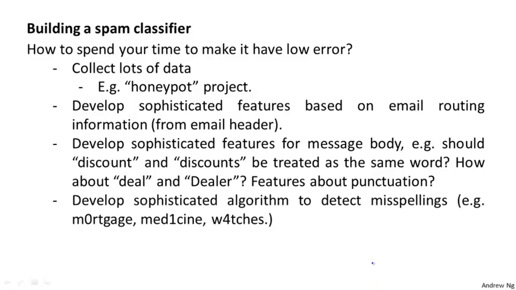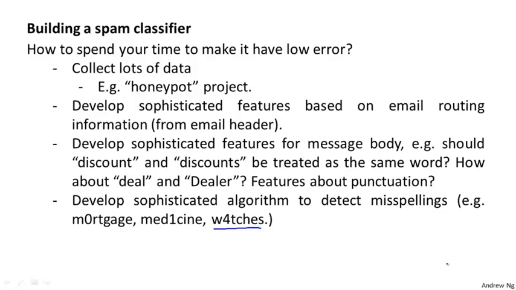And along the same lines, maybe we also want to develop more sophisticated algorithms to detect and maybe to correct deliberate misspellings like m0rtgage, med1cine, w4tches. Because spammers actually do this: if you have watches with a 4 in there, then, well, with the simple technique that we talked about just now, the spam classifier might not equate this as the same thing as the word watches, and so it may have a harder time realizing that something is spam with these deliberate misspellings, and this is why spammers do it.